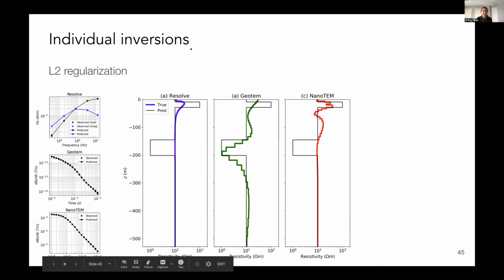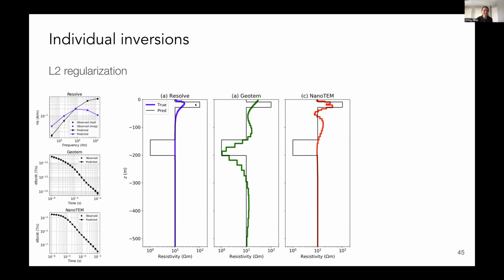And it's interesting, as you can really see the different sensitivities of each of these systems. Oh, sorry, this is backwards. The black line is the true model, and then the colored lines are the models recovered from the inversion. Both the RESOLVE and the NanoTEM are quite sensitive to the near surface, and we can see that we're picking up on this resistive near-surface layer. Whereas the GeoTEM is looking deeper, where we can hardly see the influence of this resistive layer, but here we can see the conductive unit, and that's really not showing up in either of these.